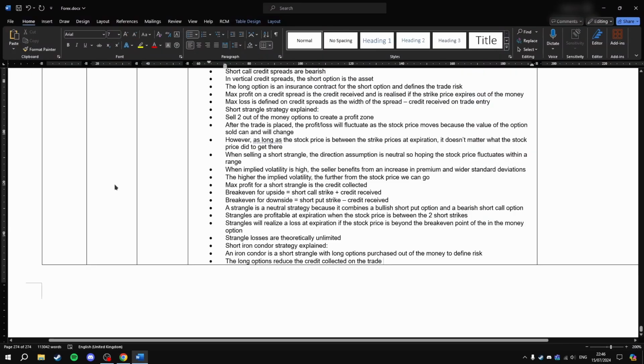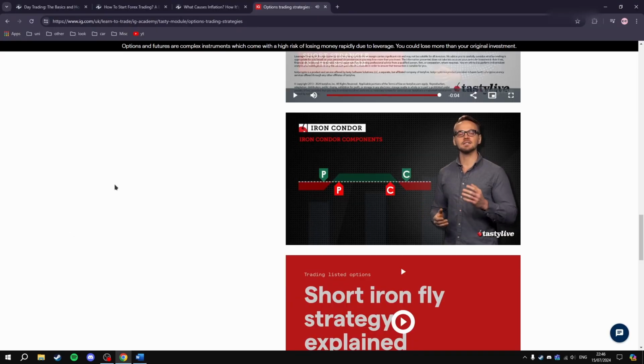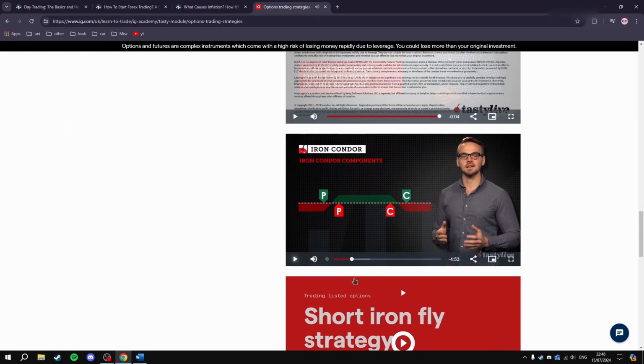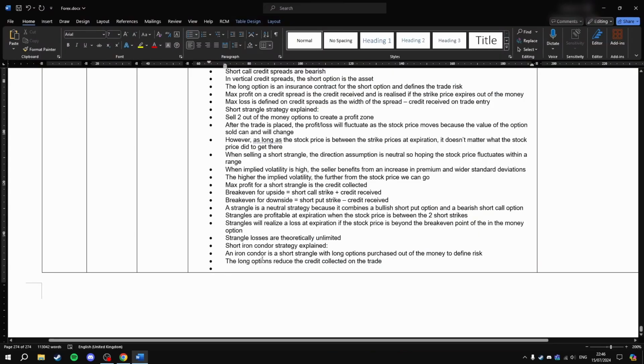The best case scenario with a short iron condor is exactly the same as a short strangle. We want the stock to land between our strikes at expiration.